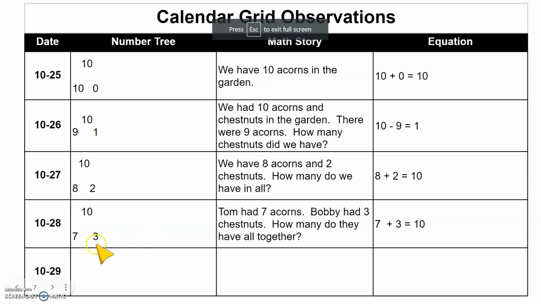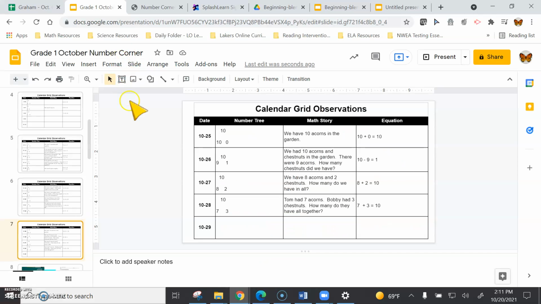We have our number tree. We have our math story, our story problem. And then we have our equation to explain our story. Great job, All Stars.